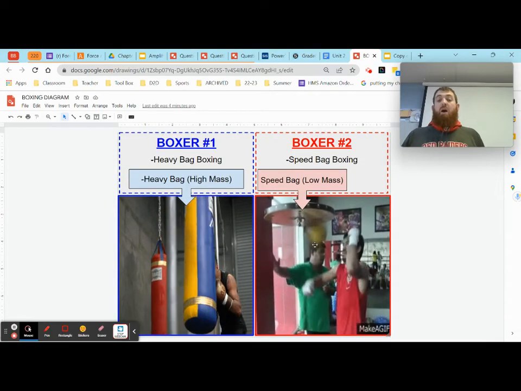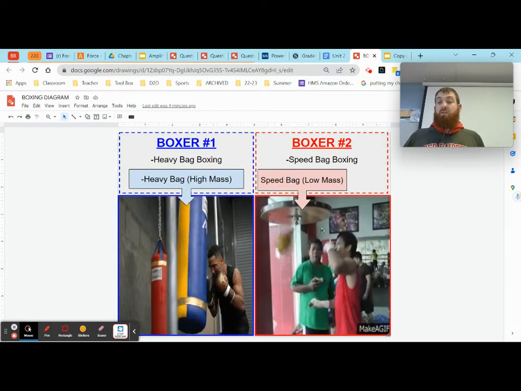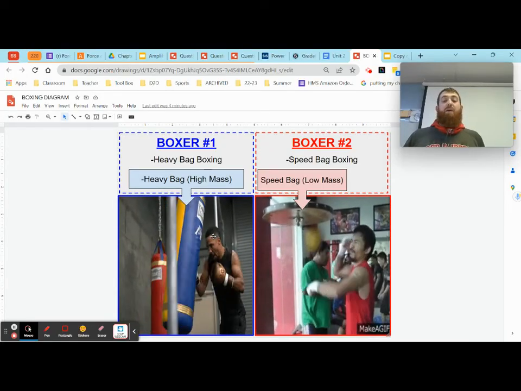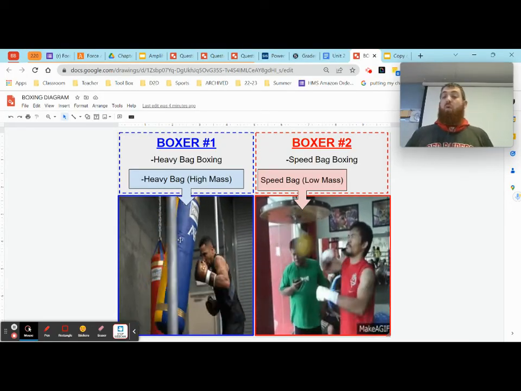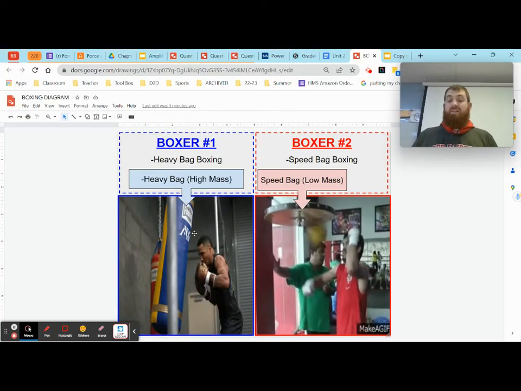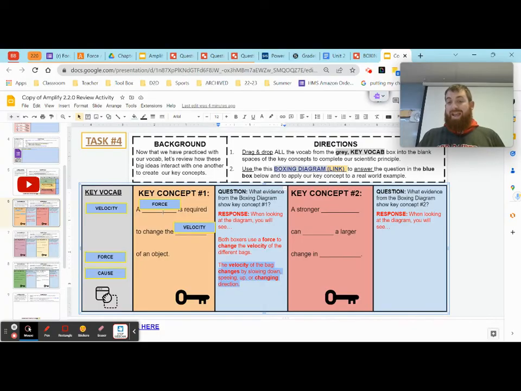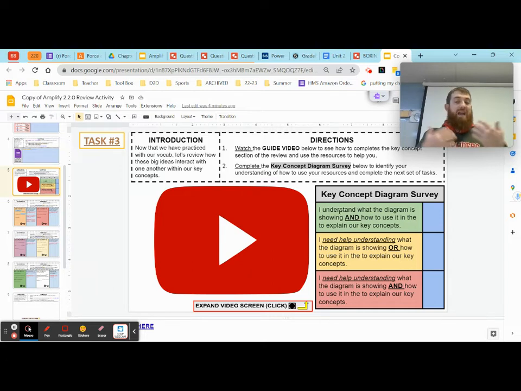You could talk about how the red boxer is causing the bag to speed up or move faster, versus the blue boxer is taking a little bit more force to move it just a little bit, and so on. So your job is to connect all the main ideas in your key concept to what you see happening in the diagram. So from here, your job is going to be to ask yourself, looking at our survey, do you understand what the diagram is showing?